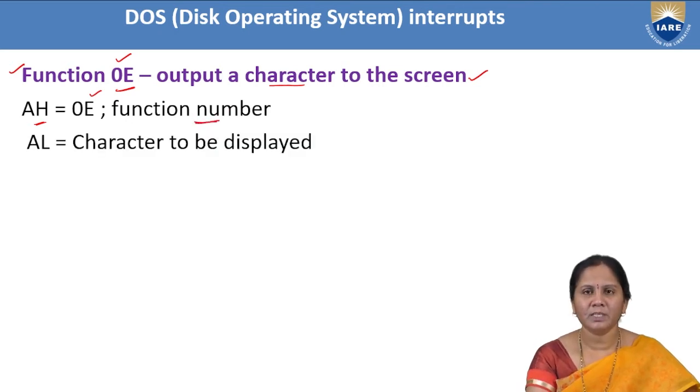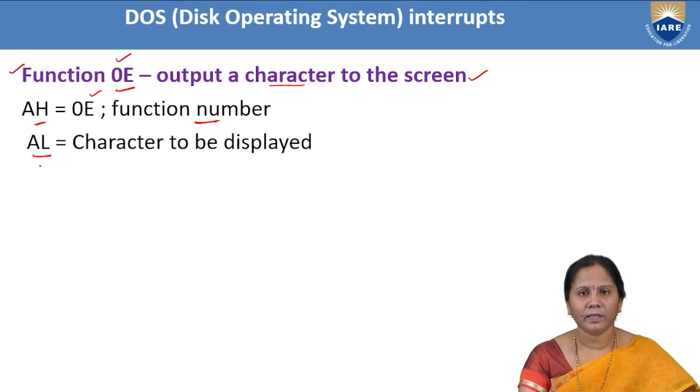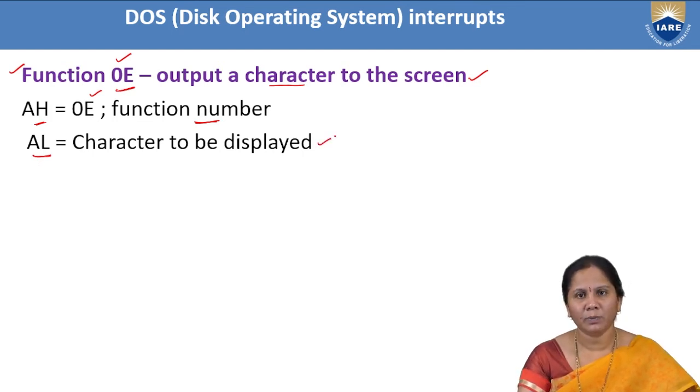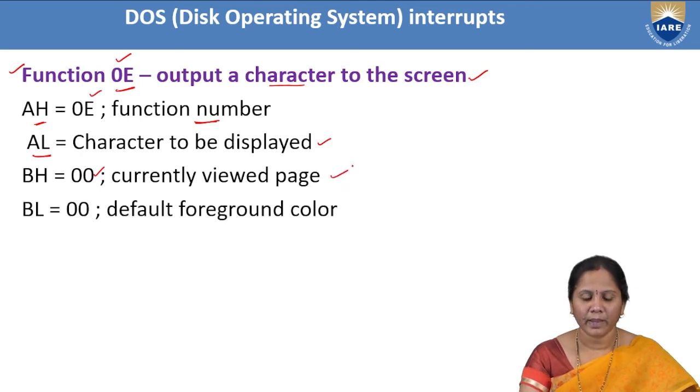And in order to perform this output of a character on the screen, we should also consider AL. The value we are loading into AL will represent the character that will be displayed. That means whatever character you place in the AL register, that particular character will be displayed. And BH=00 represents the currently viewed page, and BL=00 represents the default foreground color.